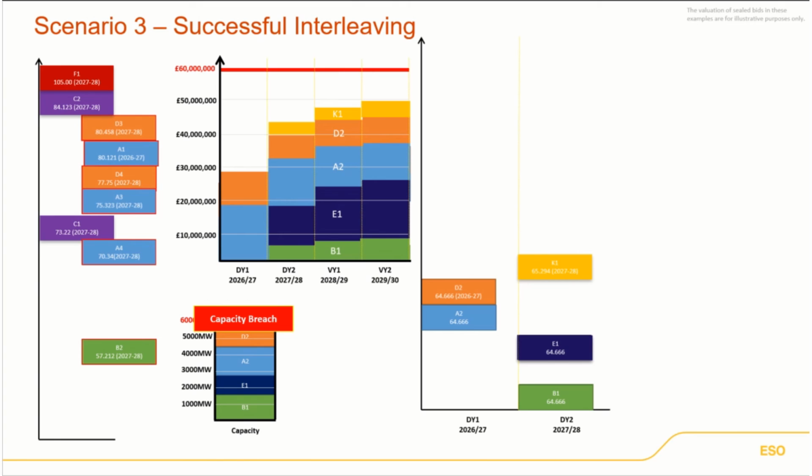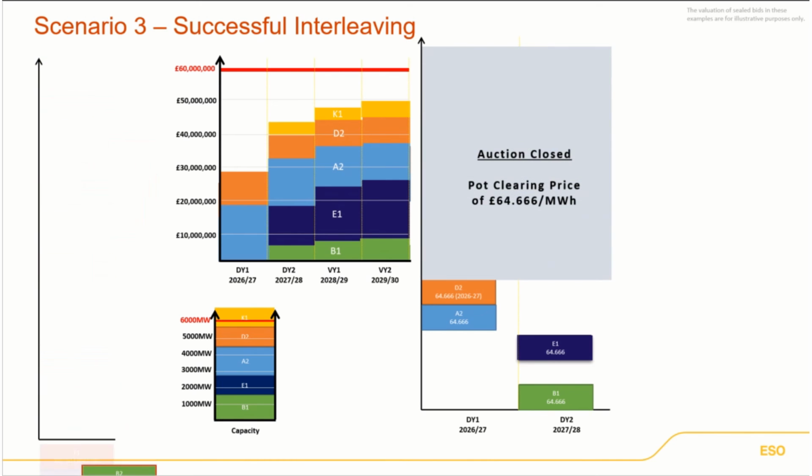In this case, there are no flexible bids from application K, and we must therefore close the auction. All other bids will be removed, and the final clearing price of the auction is £64.666 per megawatt. This is set for the pot across both delivery years. This covers a simple example of how flexible bids and the interleaving process can be successful in the auction. And next we will look at unsuccessful interleaving.